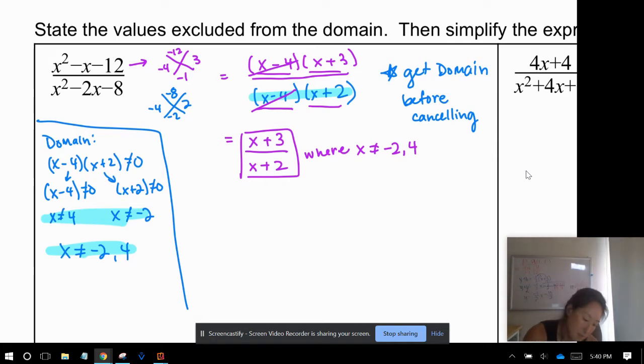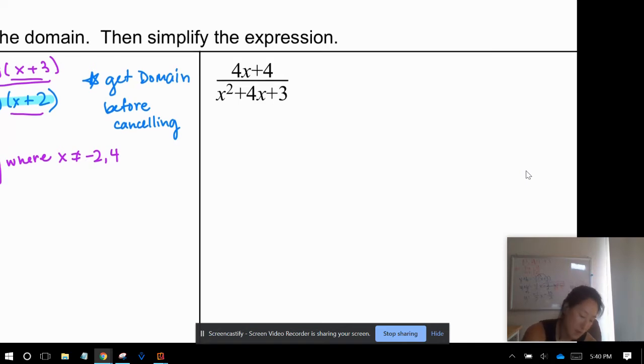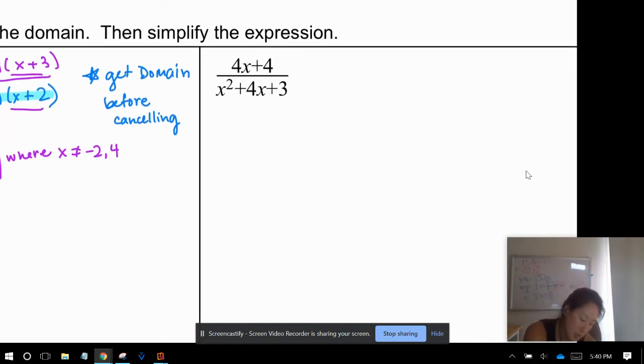All right, next up, let's simplify the next one. We're going to factor or GCF first. So I see that I can GCF out a 4, so I have 4 times x plus 1. In the denominator, I'll use the big X, so 3 on the top, 4 on the bottom. I can multiply 3 times 1 to give me 3 and add to 4. So I get x plus 1 times x plus 3.